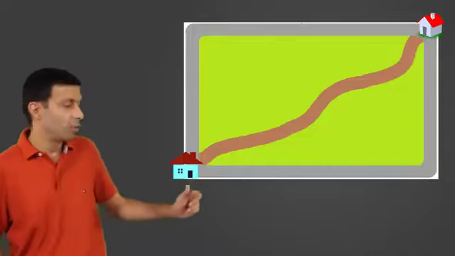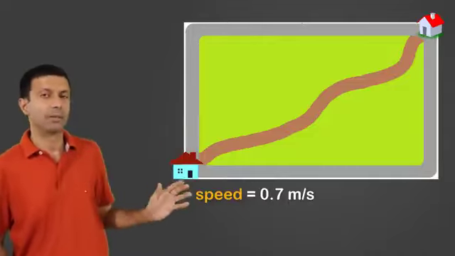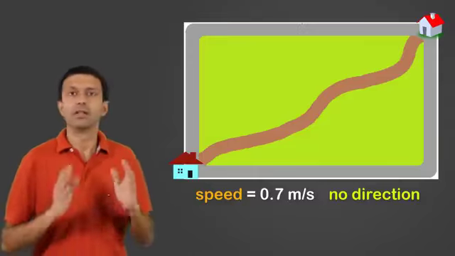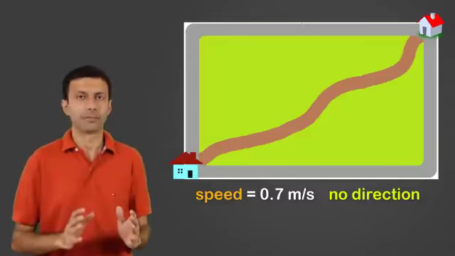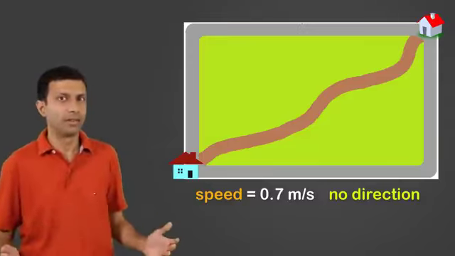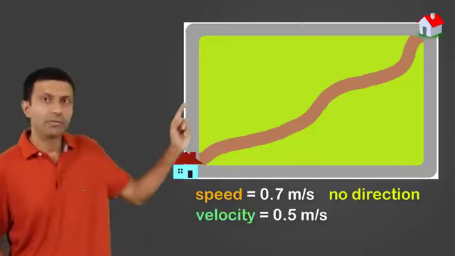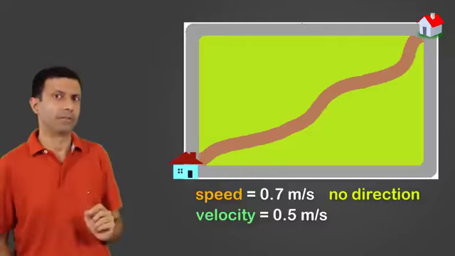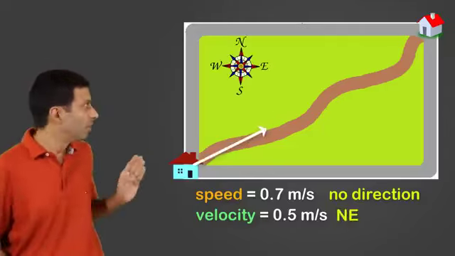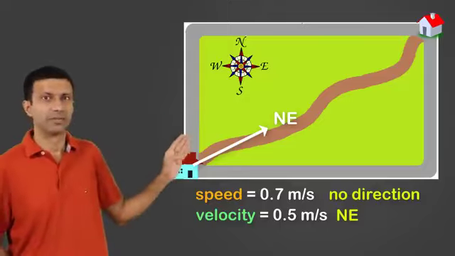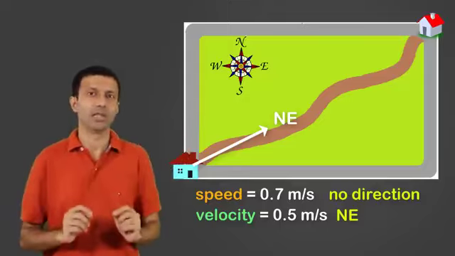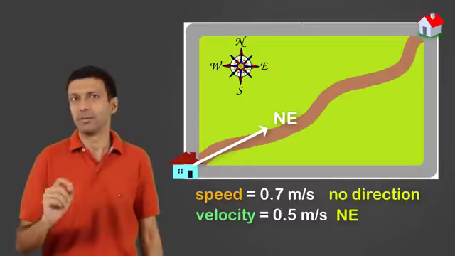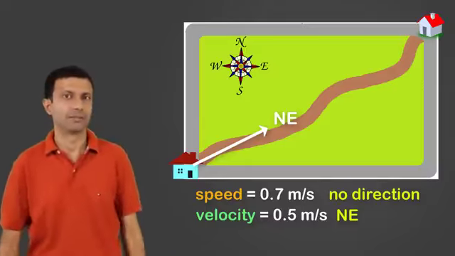The speed we found out was 0.7 meter per second. But there's no sense of direction because it's a scalar quantity. And what was our velocity? That's right, 0.5 meter per second. So what is the direction of the velocity here? It's along the northeast direction. So the complete answer of velocity will be 0.5 meters per second northeast because it's a vector quantity.